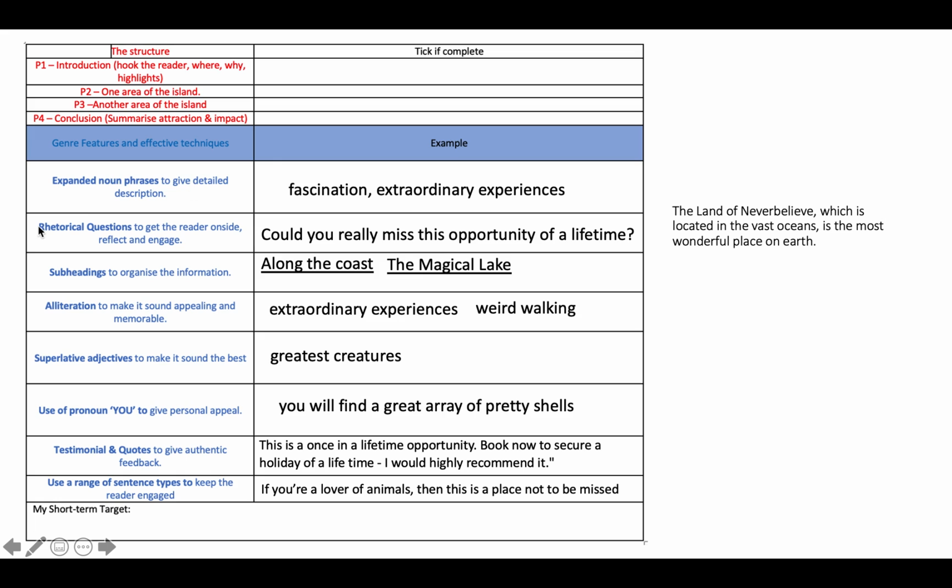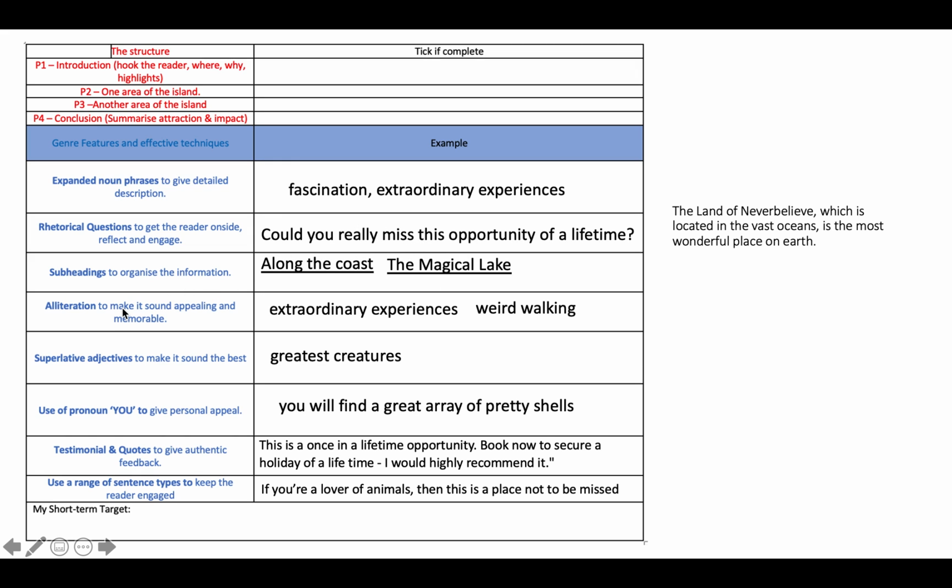Then make sure you've got subheadings to organise your information. Now, I forgot to tell you guys about this in the previous video, so just make sure you've told the reader what each paragraph is about. Now, these are a bit boring. You could add some adjectives there. So like the Lake of Illusion and, I don't know, the beautiful coastline. Could make them sound a little bit more exciting.